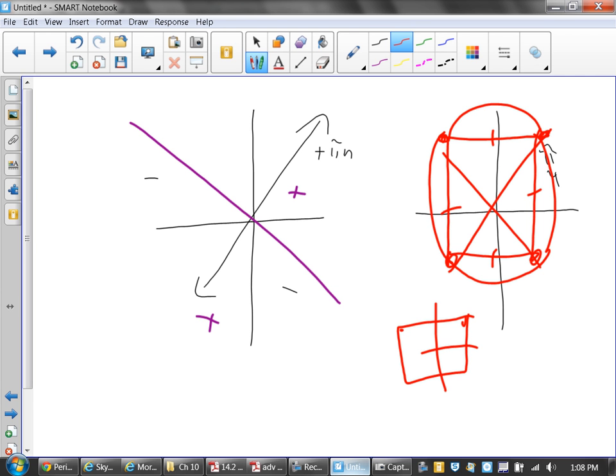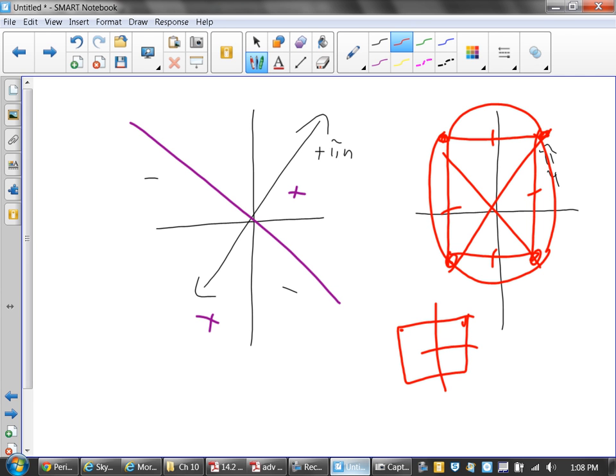I said rectangle. A square is a rectangle, but a rectangle isn't a square. Yeah, squares are rectangles, but not all rectangles are squares. But every square is a rectangle. Will you square? Sure. Yes, sir.